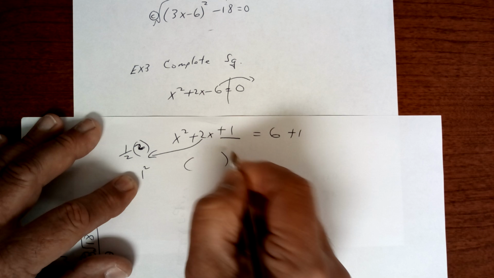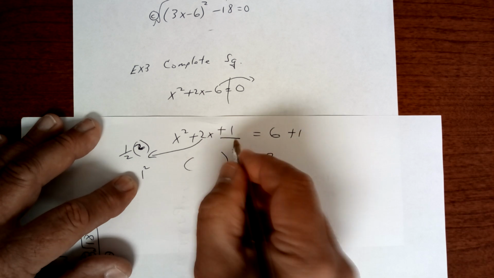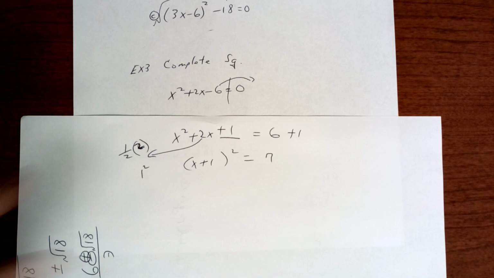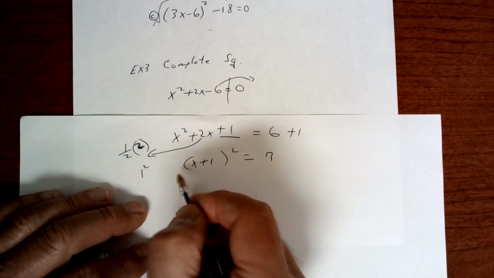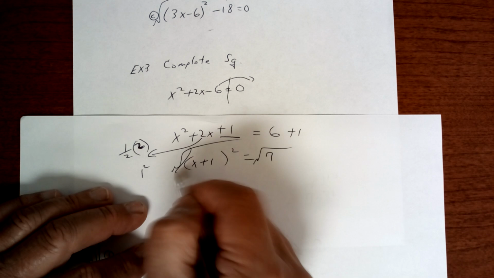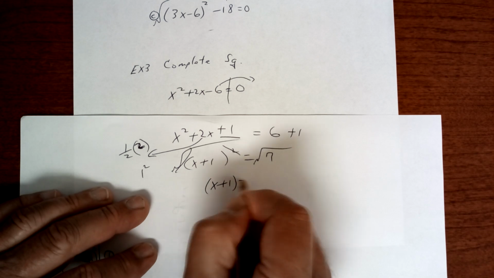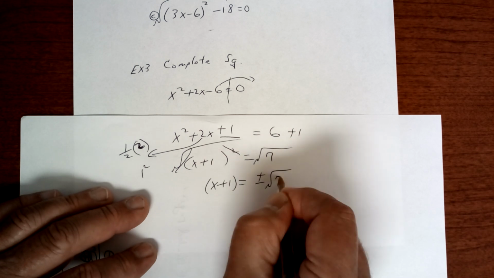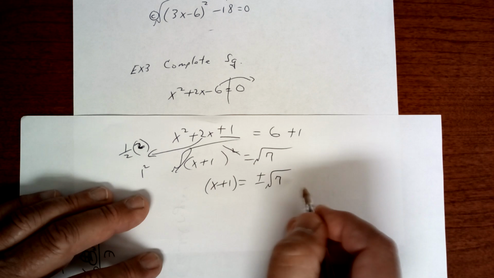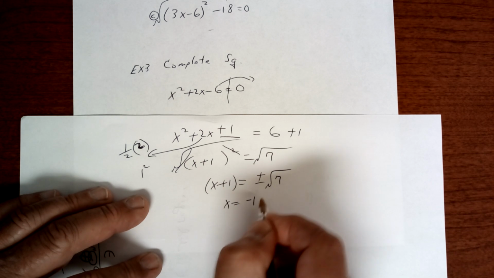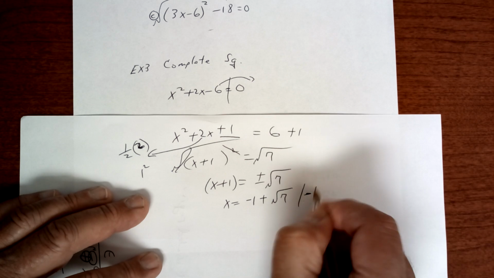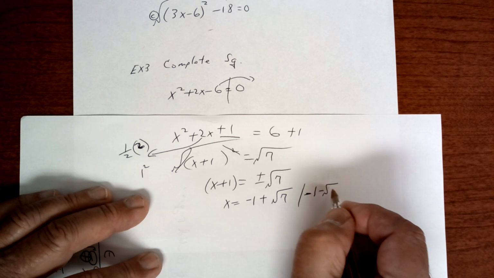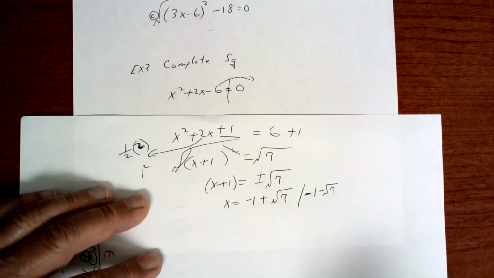This becomes a perfect square right here. So this is going to be x plus 1 quantity squared. Now to solve that, you're going to do the square root on both sides. So you're going to get x plus 1 is equal to plus or minus the square root of 7, and then you're going to subtract 1, and you're going to get your answer. So it's going to be negative 1 plus the square root of 7, and then negative 1 minus the square root of 7. And then you use your calculator to finish it up.